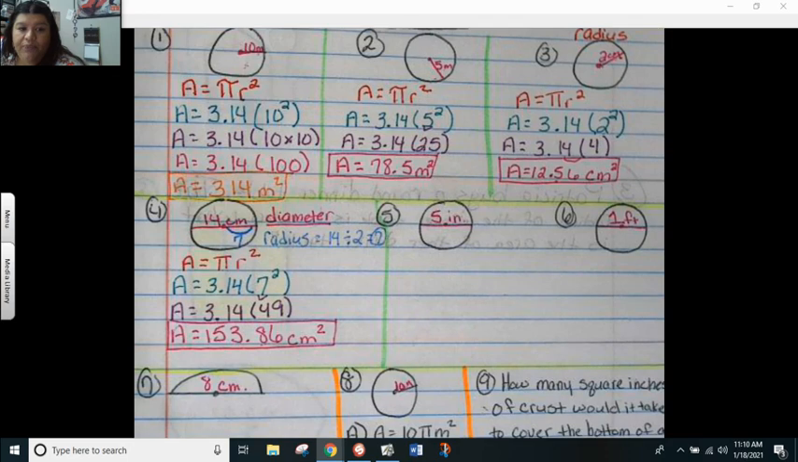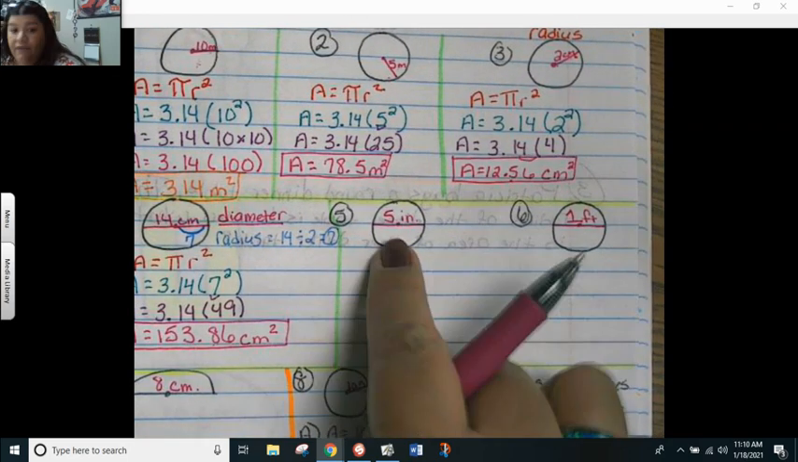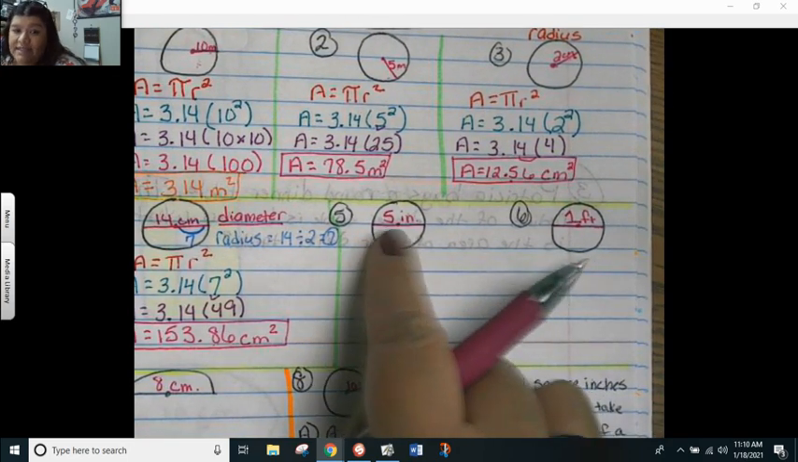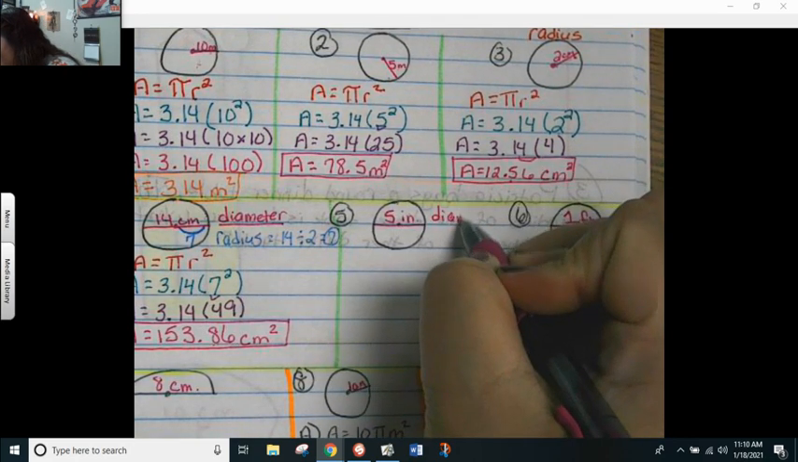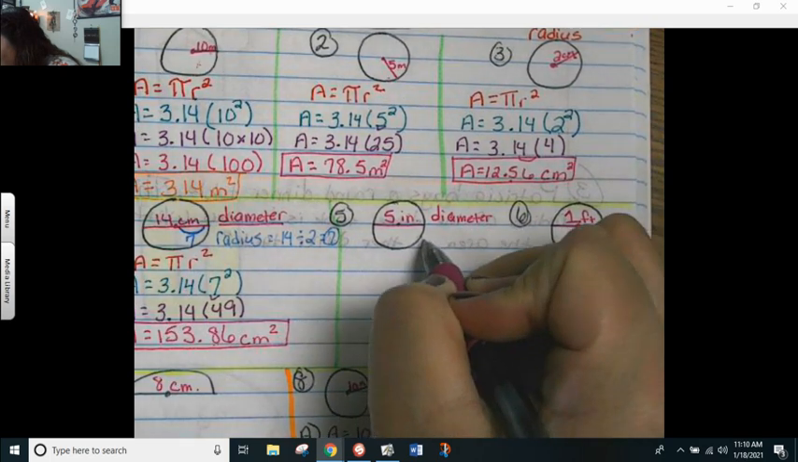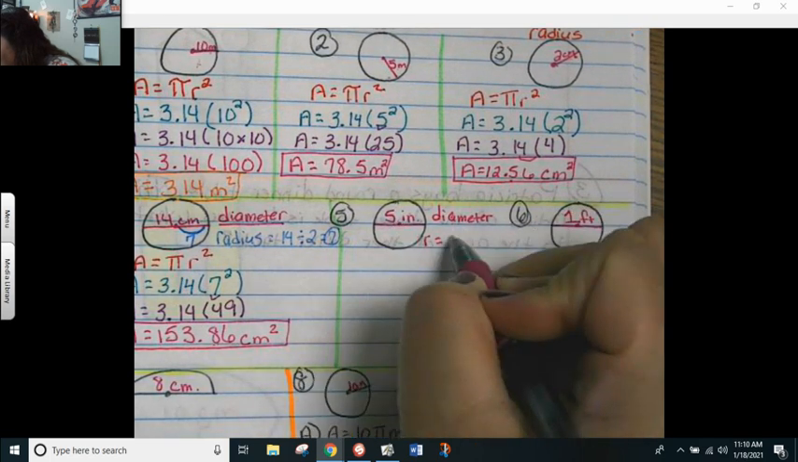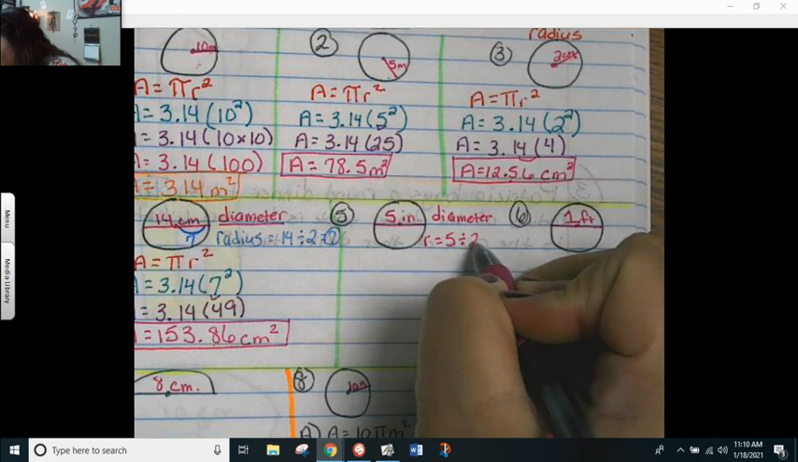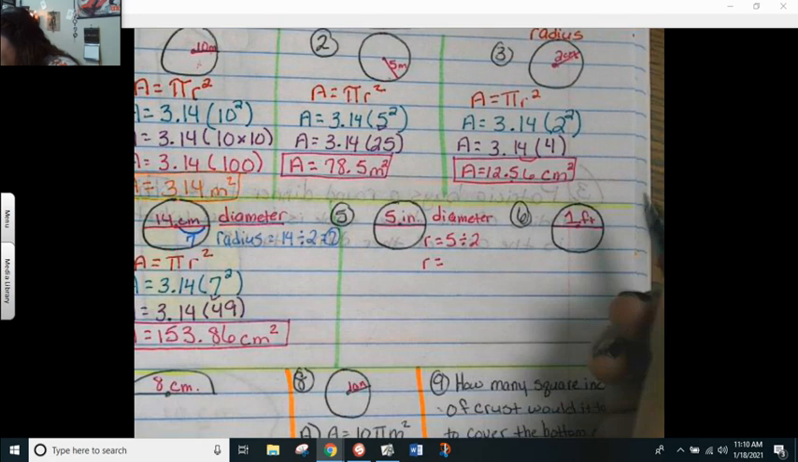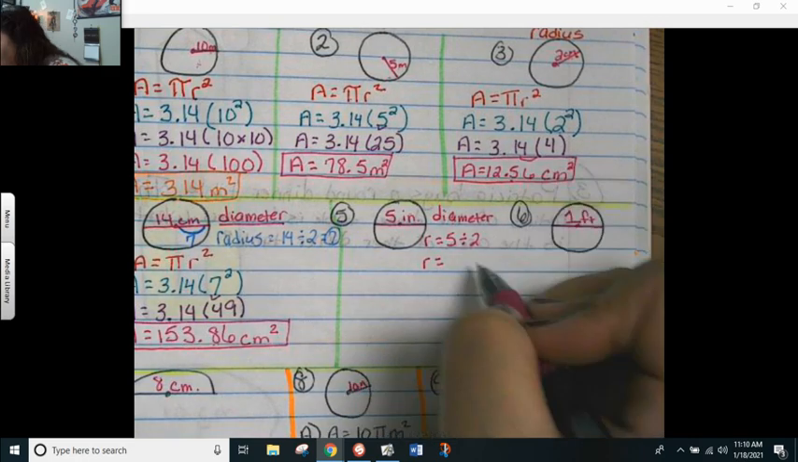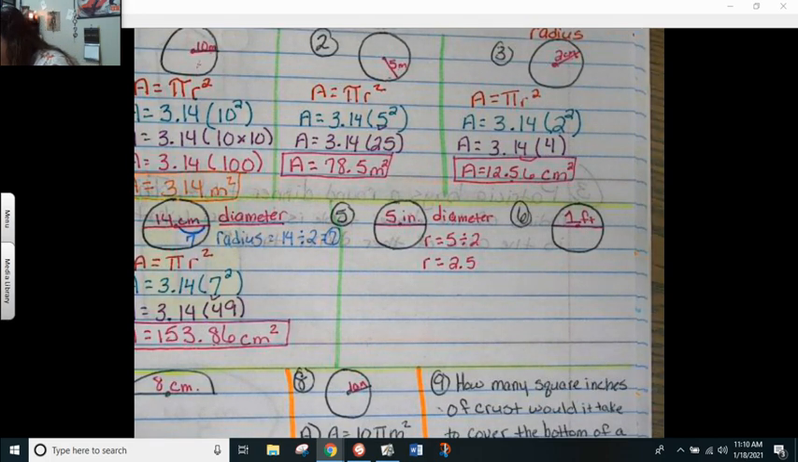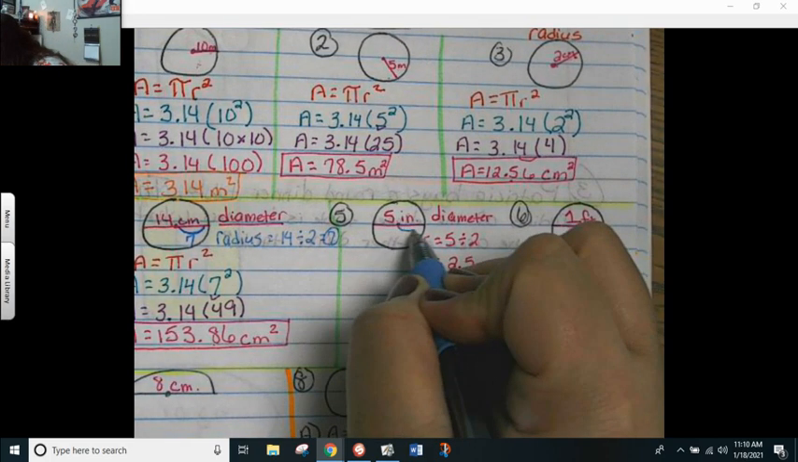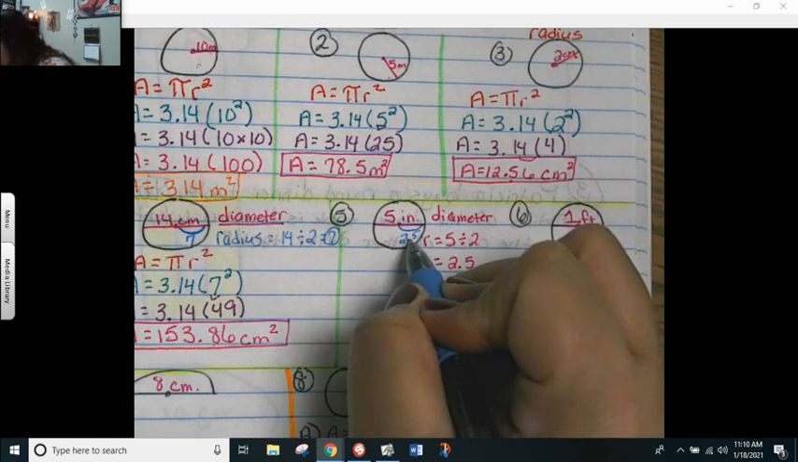So let's look at the next circle. 5 inches, and first of all, what is this? That is a diameter. Okay, so this is another diameter. So to find the radius, we're going to take the diameter and divide it by 2, which means my radius, what's 5 divided by 2? 2.5. Okay? So that means my radius, this little part right here, is 2.5, okay?